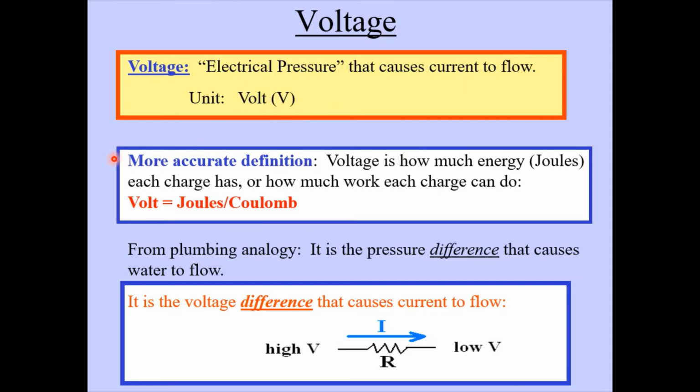The more precise definition of voltage is how much energy in joules each charge has, or how much work each charge can do. So a volt is technically defined as a joule per coulomb. So it's sort of the amount of energy per charge. This is an important definition in some more advanced physics classes, but we're not going to really deal with this definition in this class. For us to understand just the basics of electric circuits, it's easier to think of voltage as this electrical pressure that causes current to flow.